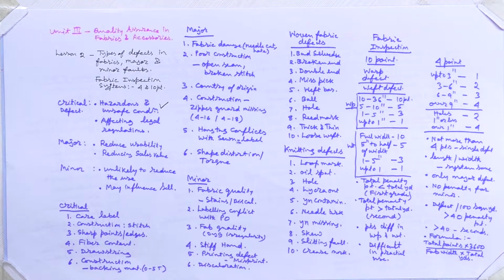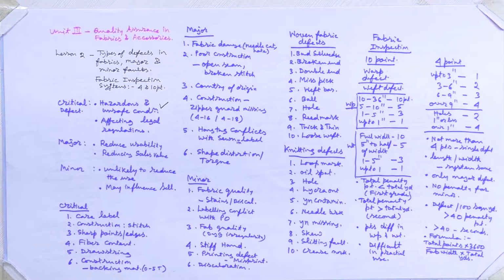That's why it becomes a critical defect, and there is no tolerance of such a defect in the AQL, the accepted quality level. So if there is any critical defect, the total lot will be rejected. So again the checking should be there in the full lot.